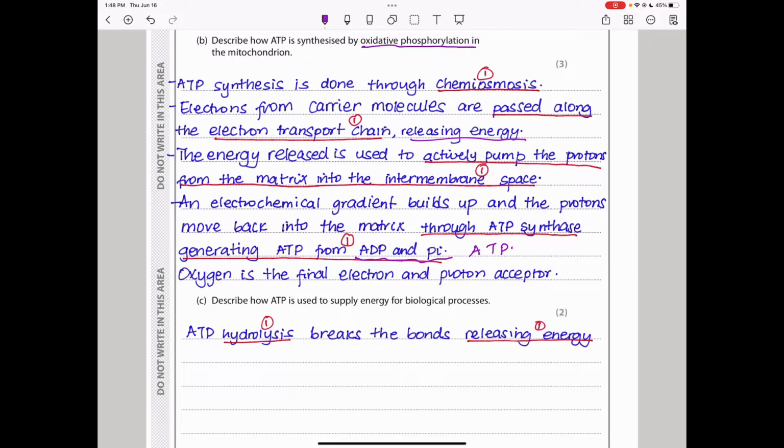In this case, it is going to be the final proton acceptor. So you have to narrate the whole process, although I put more points than required, but at least it gives you the whole bigger picture of how chemiosmosis actually works.